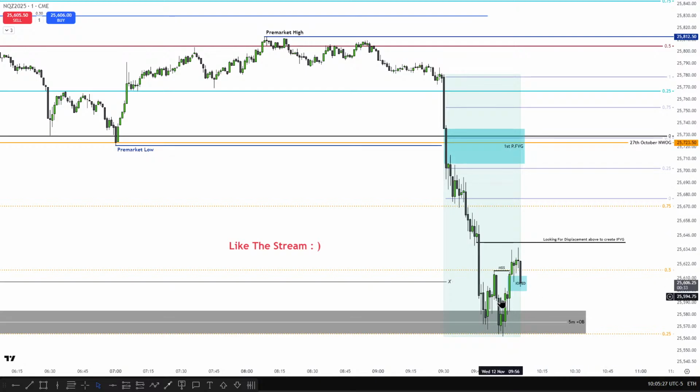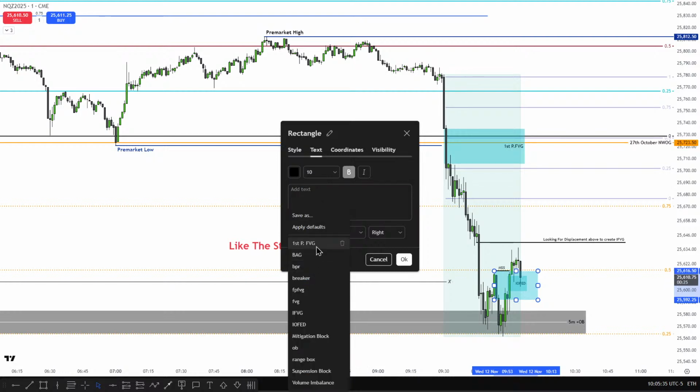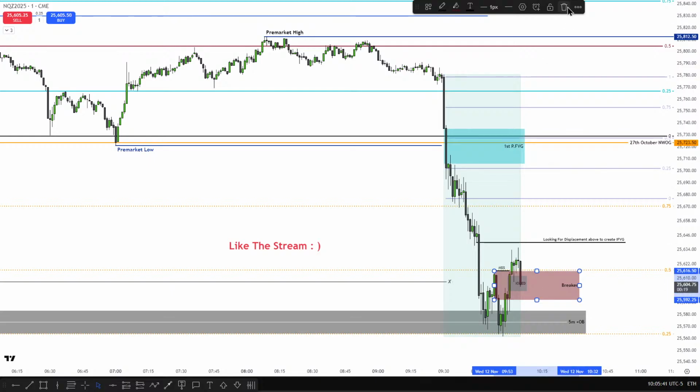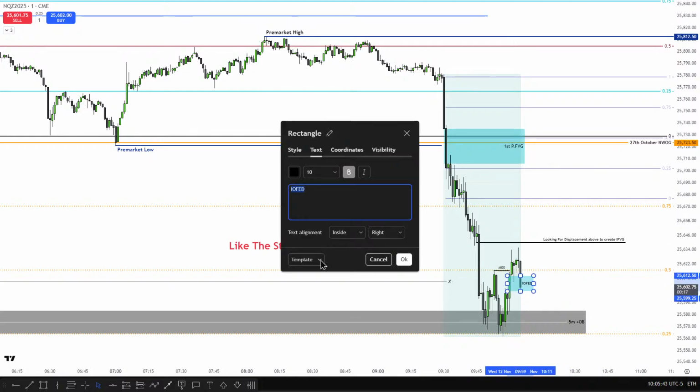Okay, we're in the breaker candle of this market structure shift. So you want to see if that becomes support. Hopefully it does. That's just a regular old gap now.